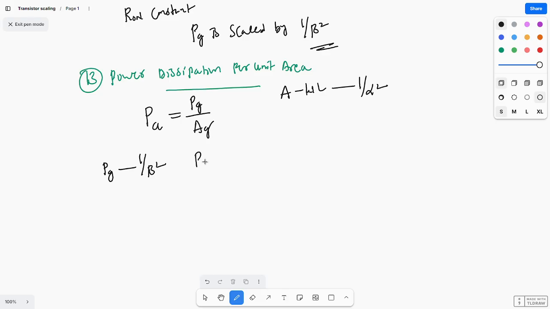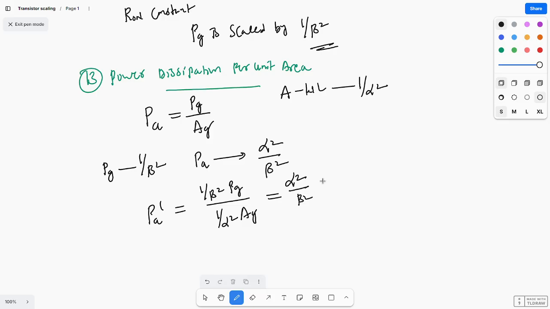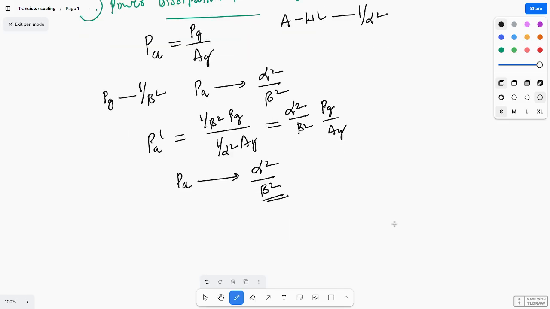So that means PA is scaled by alpha square by beta square. Just substitute. PA dash equal to 1 by beta square into PG divided by 1 by alpha square into AG. So here you will get alpha square by beta square into PG by AG. This is PA. PA is scaled by alpha square by beta square. Okay, so this is the power dissipation per unit area.